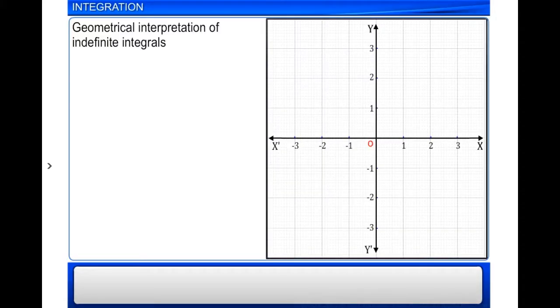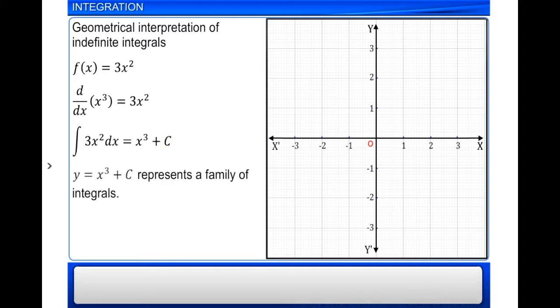Let us now discuss the geometrical interpretation of the indefinite integral. Consider a function f of x is equal to 3x square. The derivative of x cube is 3x square. So, an antiderivative of 3x square is x cube plus c, where c is the constant of integration. For different values of c, we get different antiderivatives or integrals of the given function. Let y be equal to x cube plus c, where c is an arbitrary constant, represent a family of integrals.